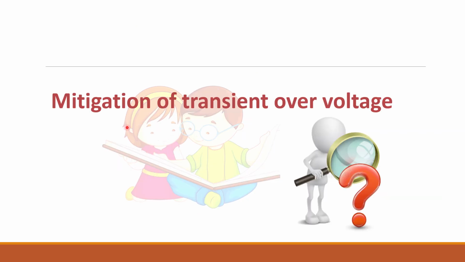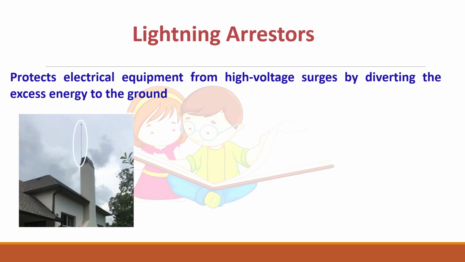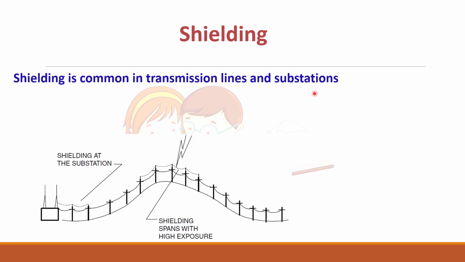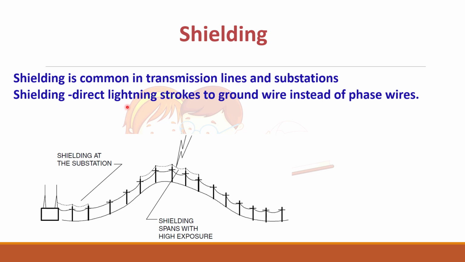Next we will see mitigation of transient over voltage. How to avoid this transient over voltage. First, using lightning arresters that we know, because lightning rods or lightning arresters will be used to divert the excess energy to the ground in case of lightning. Shielding is common in transmission lines and substations. It helps to direct the lightning strokes to the ground wire instead of phase wires. In transmission towers, this shielding angle, you can see here some theta is there. This can act as a protection zone to protect the phase wire from lightning strokes.